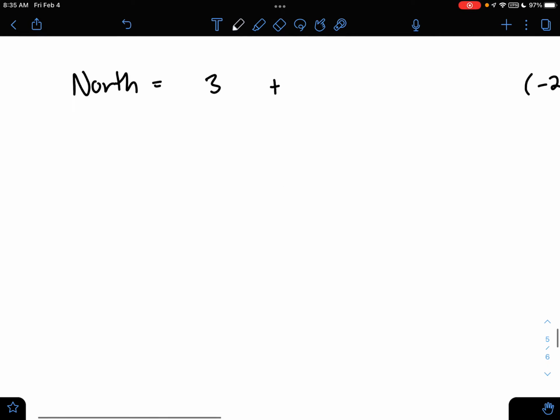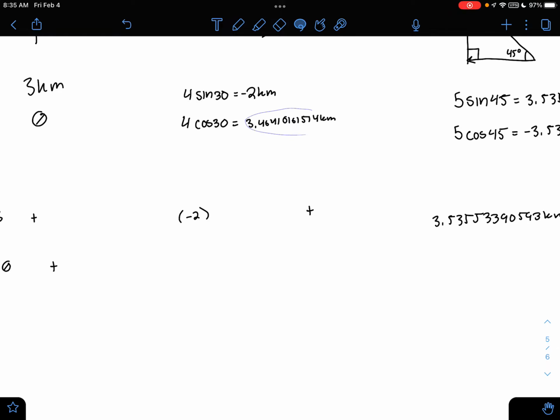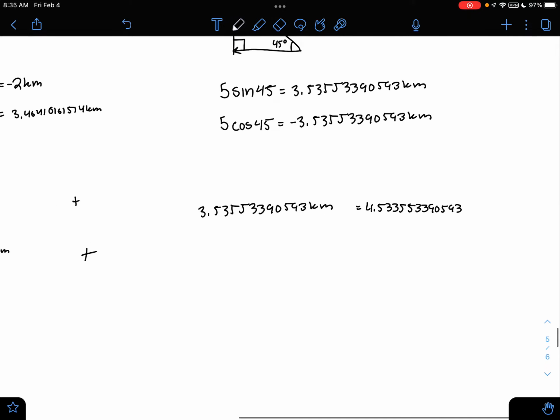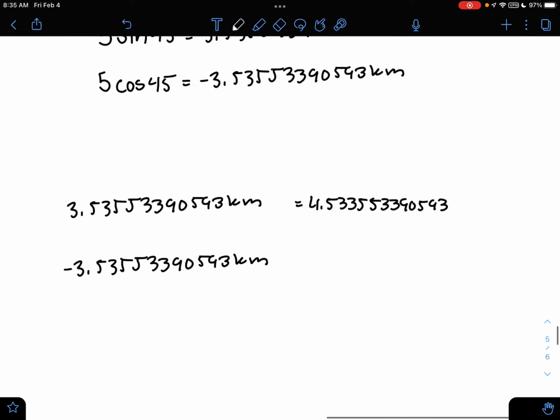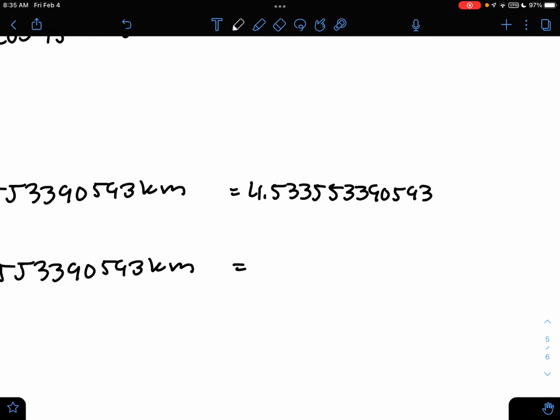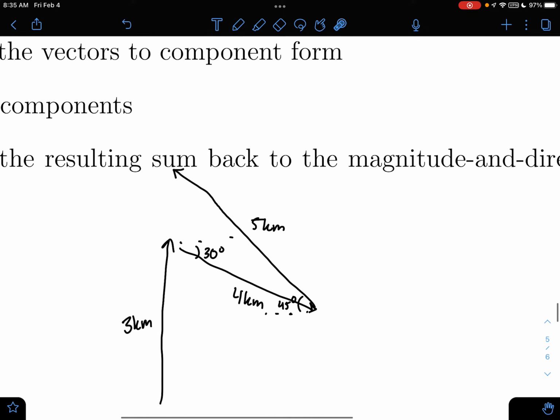Now we do our east. East is going to be 0 plus this mess, plus, right, and then we have another negative over here, or negative this mouse, right? And that's roughly going to give us negative 0.0714322908 kilometers, right? So since we ended up with a negative in the east direction, my drawing's a little off.